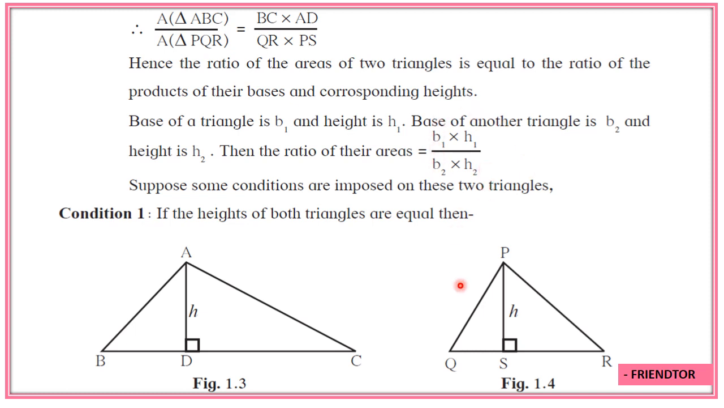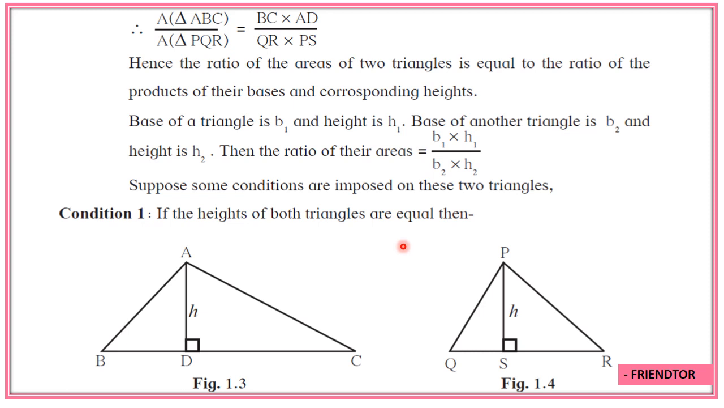Now let's see the next condition. Suppose the heights of both triangles are equal. Now here, height and base were different. Okay, now here we are dealing with a condition where the heights of both the triangles are the same. If this is 2 centimeter, then this is also 2 centimeter. Then what will happen? Let's see.